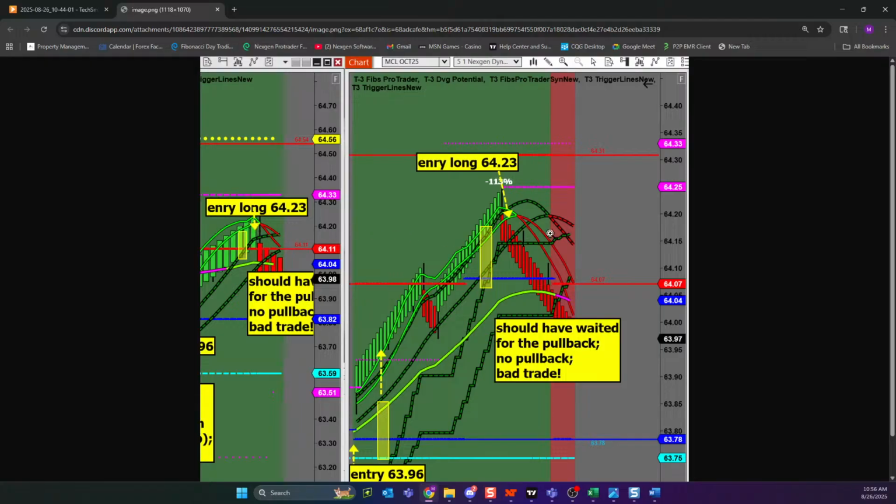Entry long 64.23. Should have waited for the pullback. No pullback, bad trade. Well, let's talk about it. So, Derek, are you trying to take the chili dog? You were. Cool.